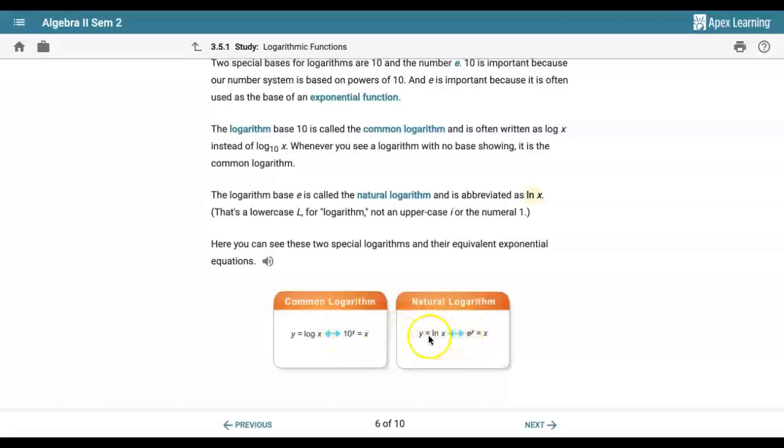So when I'm going back and forth with my natural log, if I have ln of x equals y, this is like undoing e to the power of y equals x. That's the difference between our common log, base 10, and our natural log being this base e.